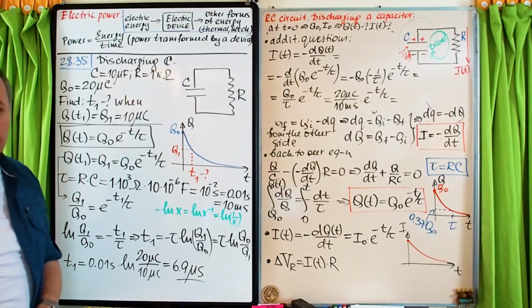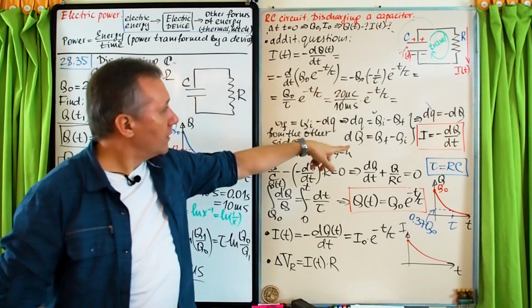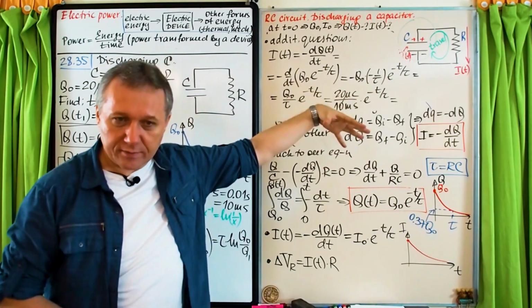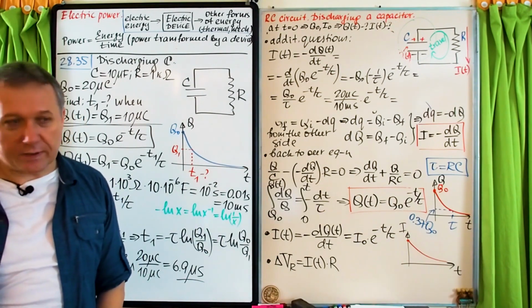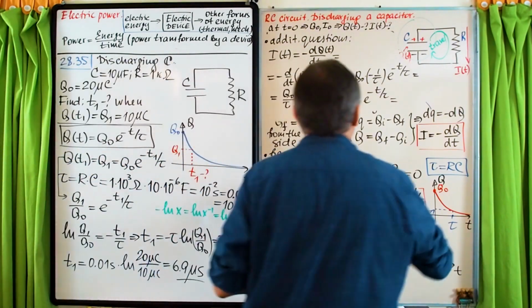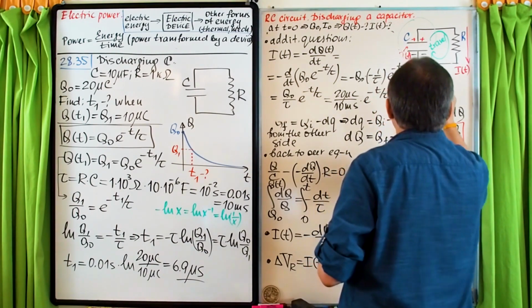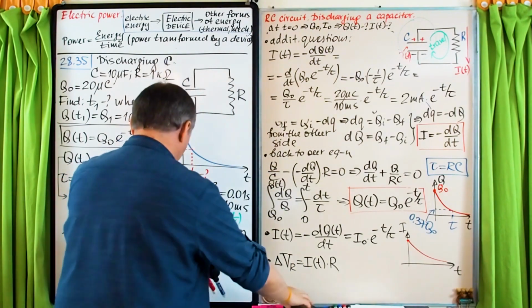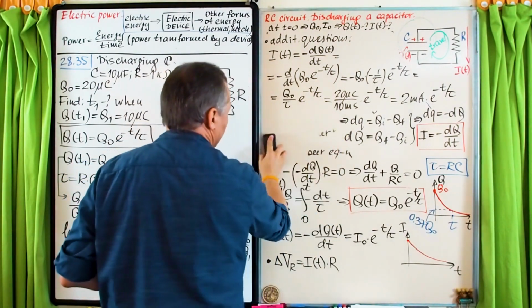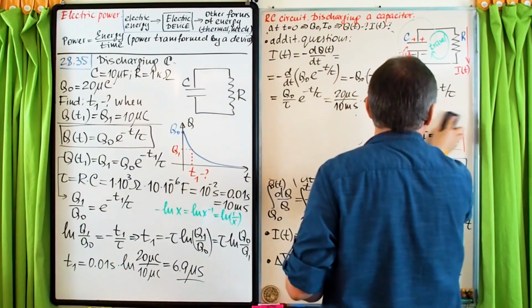Oh, yeah, milliamps, because here we have micro, it's 10 to the power of minus 6, downstairs 10 to the power of minus 3, so 10 to the power of minus 3 will stay. So it will be 2 milliamps e to the power of minus t over tau. Okay, I can erase this.